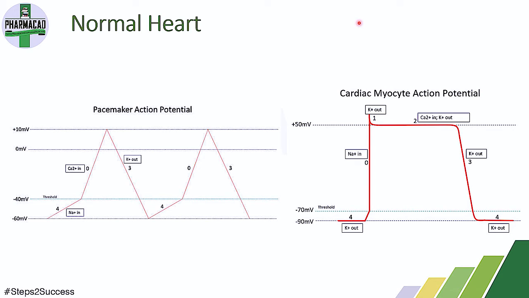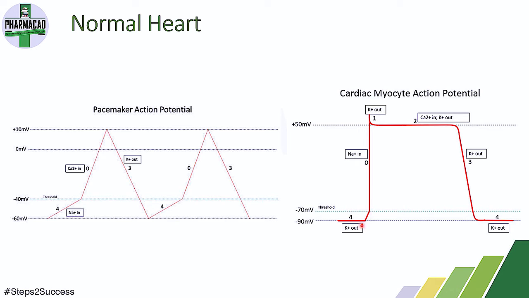Now there are two action potential graphs here. This one is for pacemaker cells in the SA node and AV node, and this one is for myocytes, the cardiac cells, normal cells, which will contract. The action potential video in which we had seen details was about the myocyte. So what happens in the myocyte action potential?